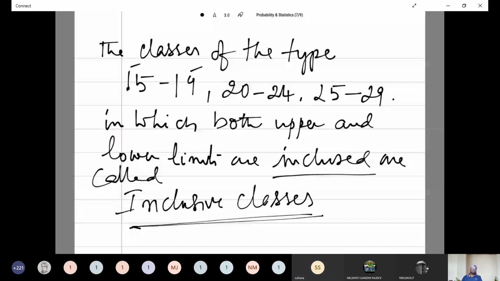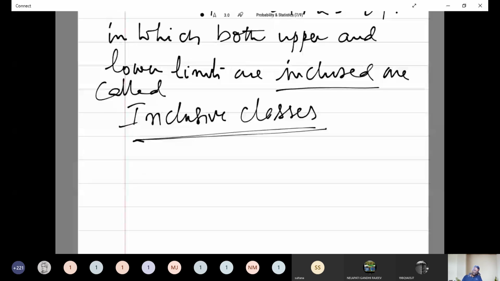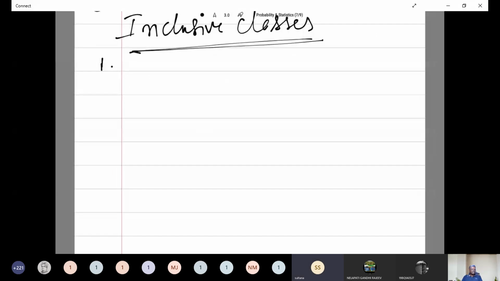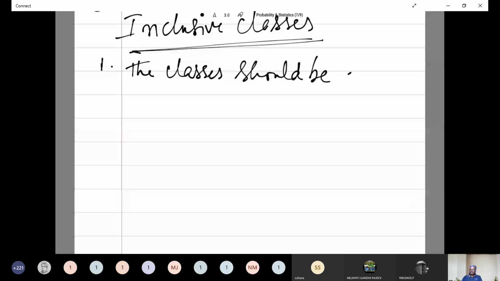And while drawing the distribution in the class intervals, the following points are very, very important. These are points that you have to keep in mind also. Number one, the classes should be clearly defined. No ambiguity. Clearly defined. That is the first point.